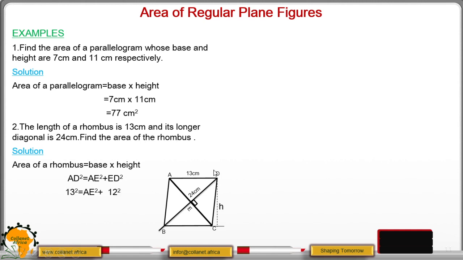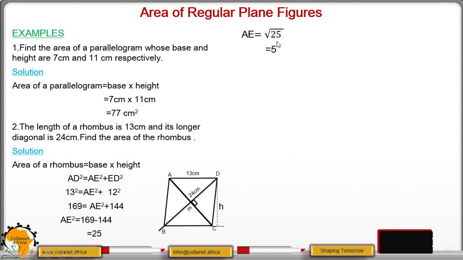So we can get this part AE. So we can say that 13 squared is equal to AE squared plus ED squared. Here we are using the Pythagoras theorem. So AE squared, this part squared plus this squared, will give you the hypotenuse. So AE squared we can get by subtracting 169 minus 144. You get that AE squared is 25.